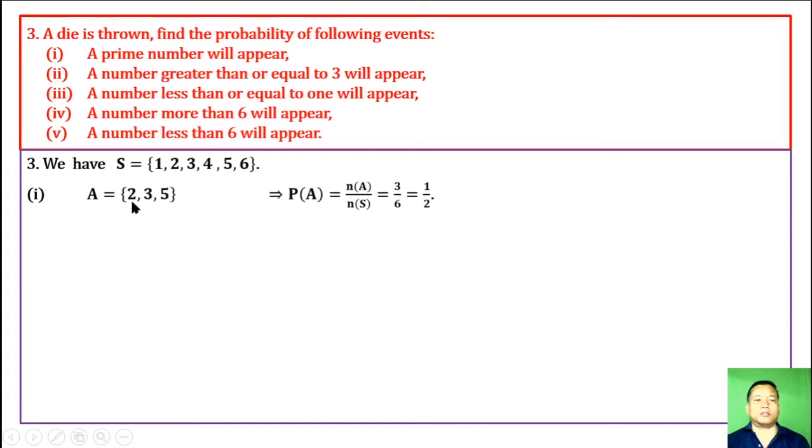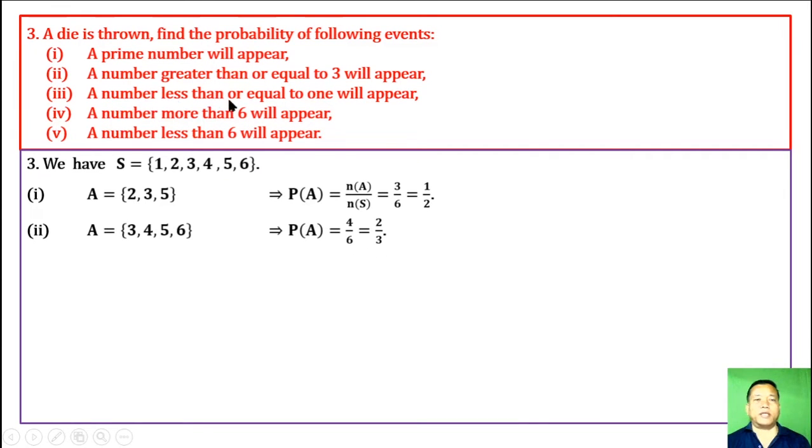Roman number 1: A consists of 2, 3, 5, which are prime numbers. P of A is n of A by n of S, whose respective values are 3 by 6, which gives half. Roman number 2: A number greater than or equal to 3 will appear. That is, the set A consists of 3, 4, 5, 6. Therefore, P of A is 4 by 6, that is 2 by 3.